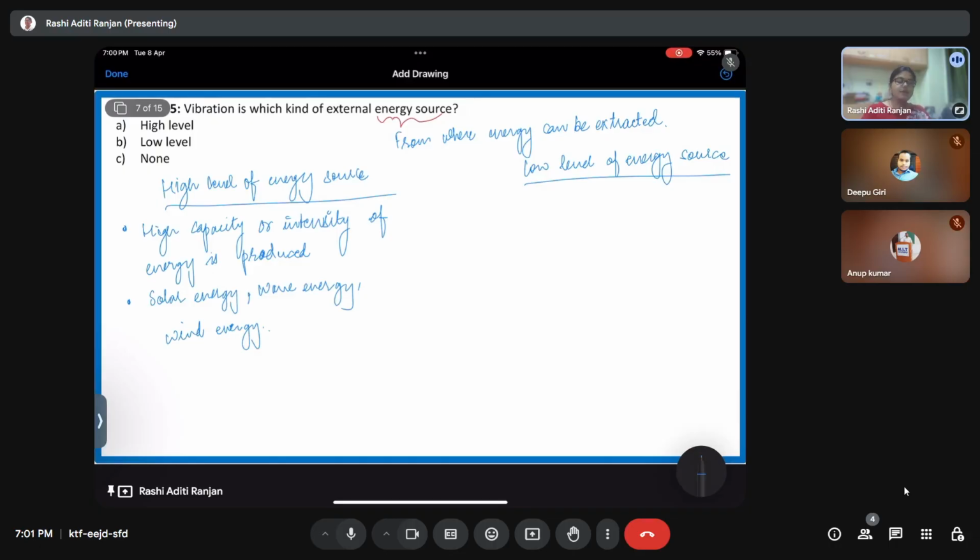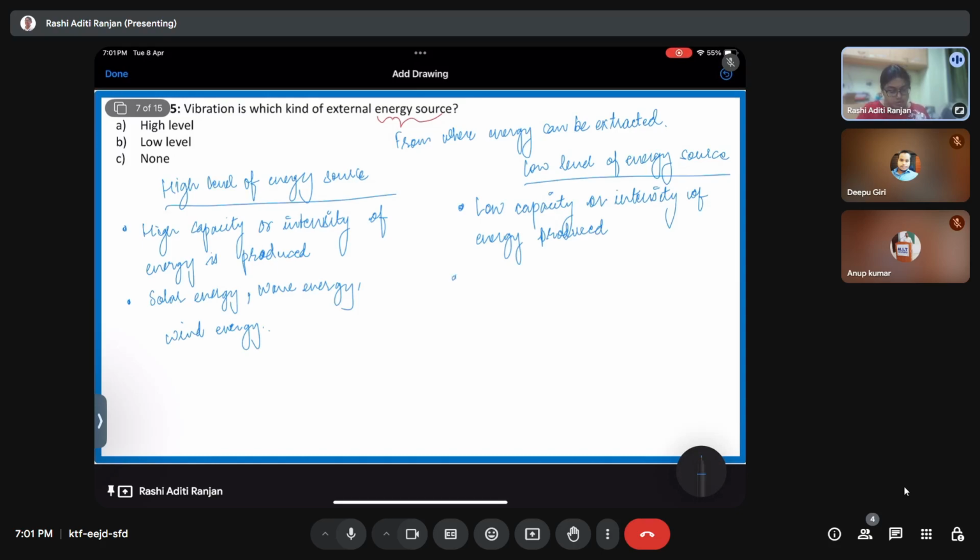Now when we talk about low level of energy source, as the name suggests, it is going to give me a low intensity or low capacity of the energy. Okay, the energy that is produced. So low capacity or intensity of energy produced, right? They are able to produce low capacity of energy. I would say very less as compared to the high level of energy sources.